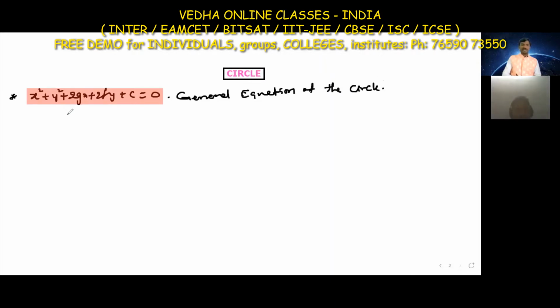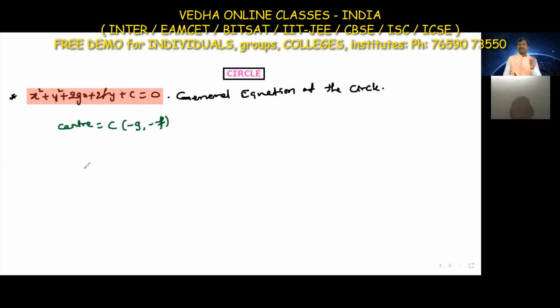Okay, so now what is the center and radius of this circle? If it is x minus h whole square plus y minus k whole square equal to r square, then the center is h comma k, and the radius is r.